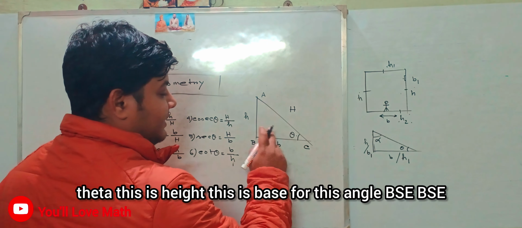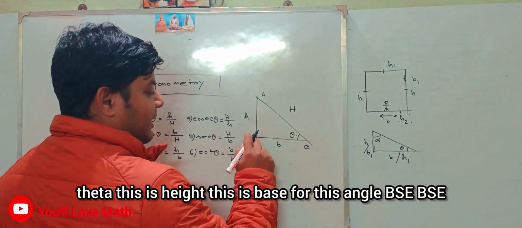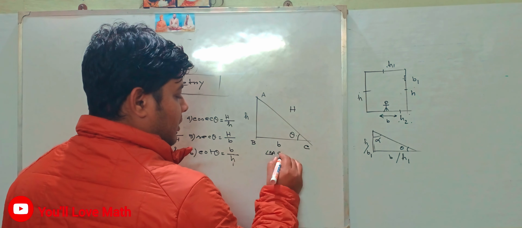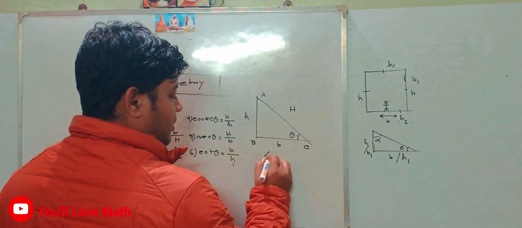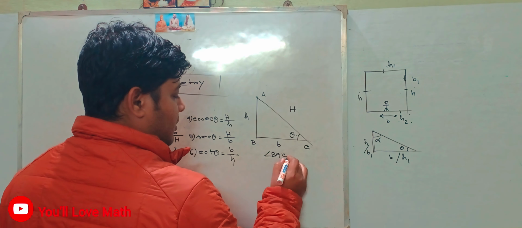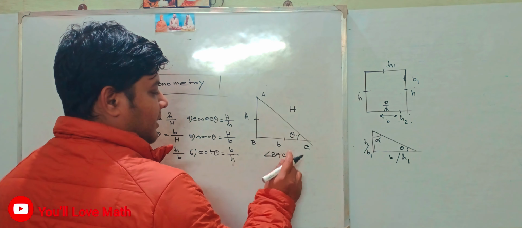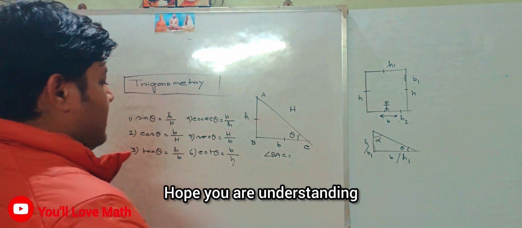So for theta this is height, this is base. For this angle BAC, this is height, this is base. Understand? I hope you are understanding.